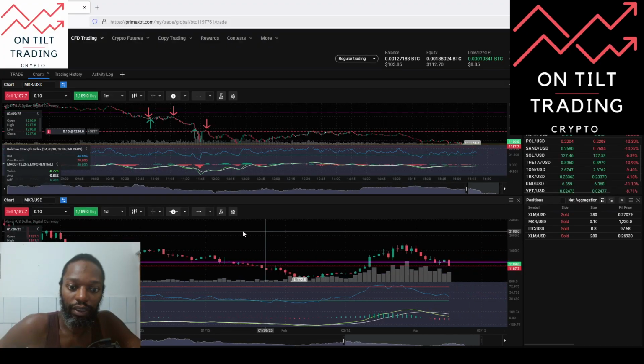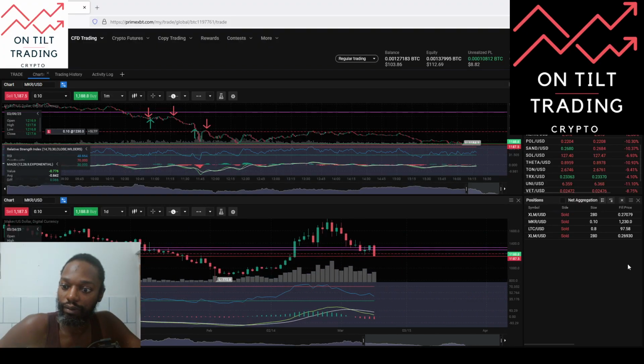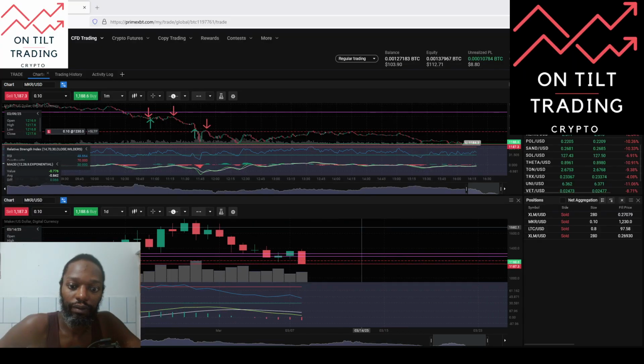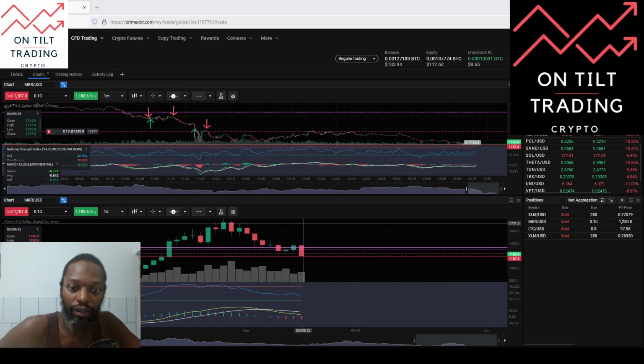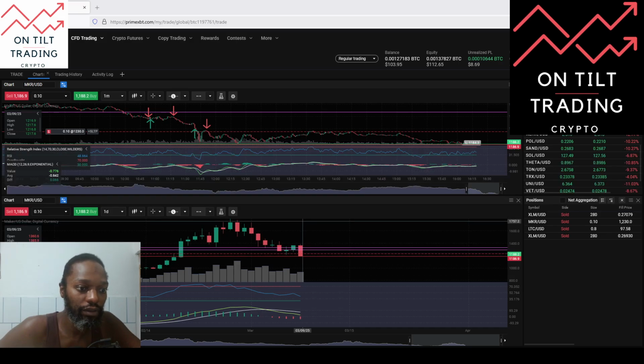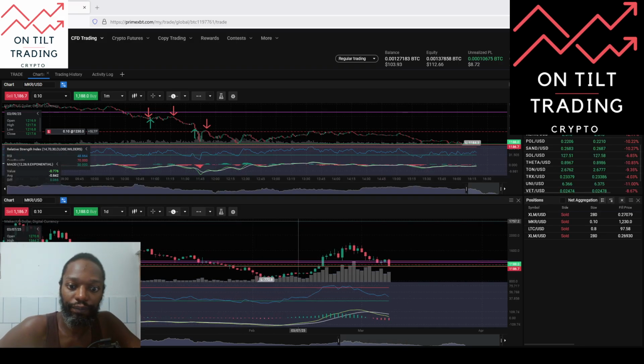So we're here on the daily. Have a look at the RSI here. This would have been a little higher earlier today, but we're at 42. So this is below 50. So I've got a short trade idea for this currency pair.